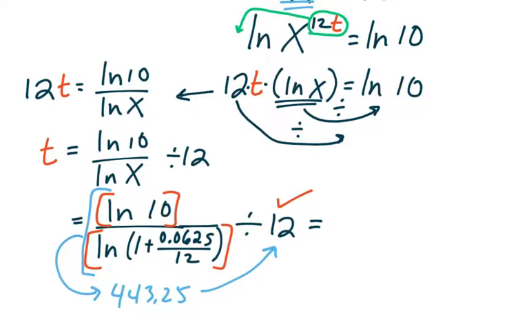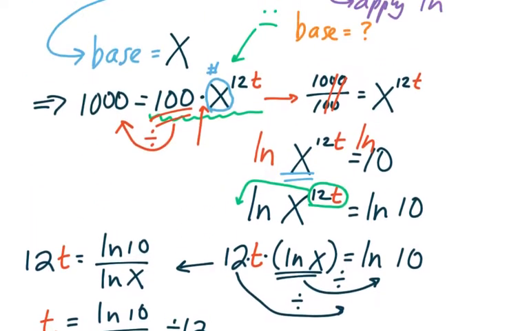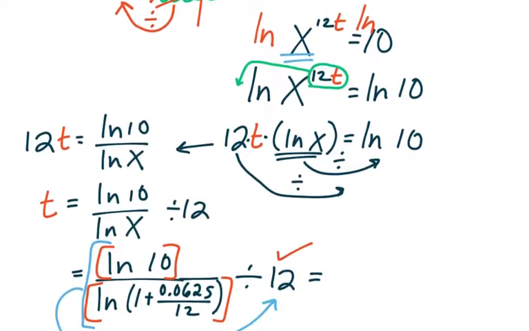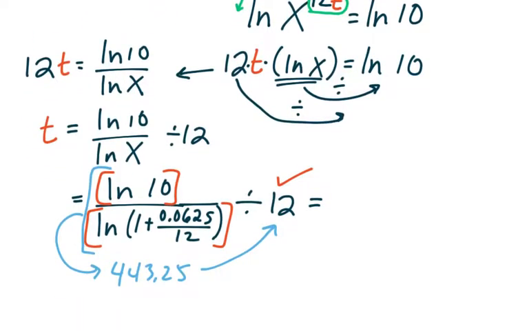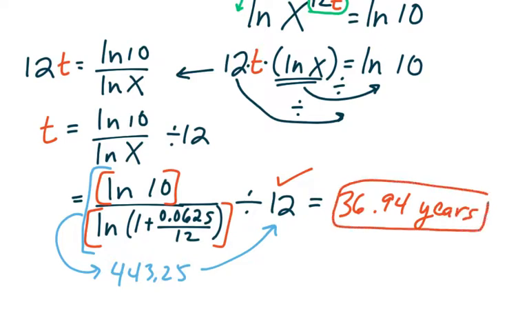Folks, if I start with $100 and I want to get $1,000 out, how long is it going to take with that interest rate and that monthly compounding? It looks like it's going to take about 36.94 years. Woo. That took a long time, but again, you went from 100 all the way to 1,000.